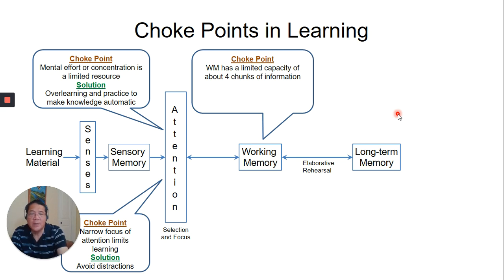The third choke point has to do with working memory and its limited capacity. Working memory has a capacity limit of about 4 chunks of information. So a chunk is composed of information that's kind of coherent, that's organized, but we only have 4 chunks of information. So you've probably experienced going up against your working memory when you study for an exam.